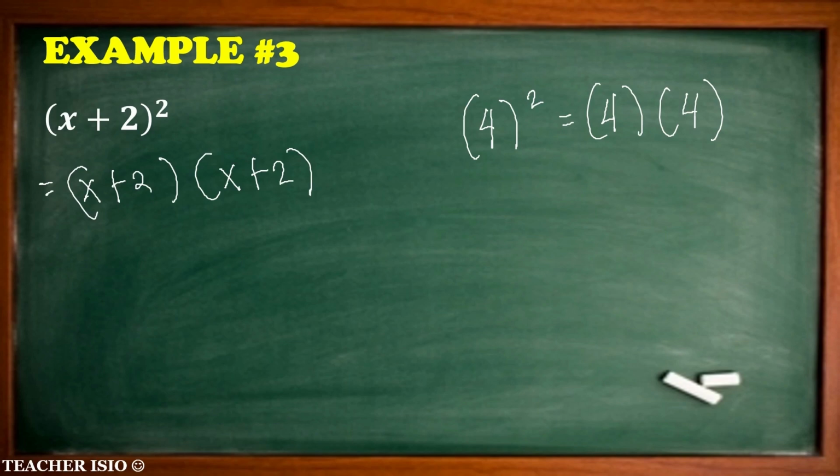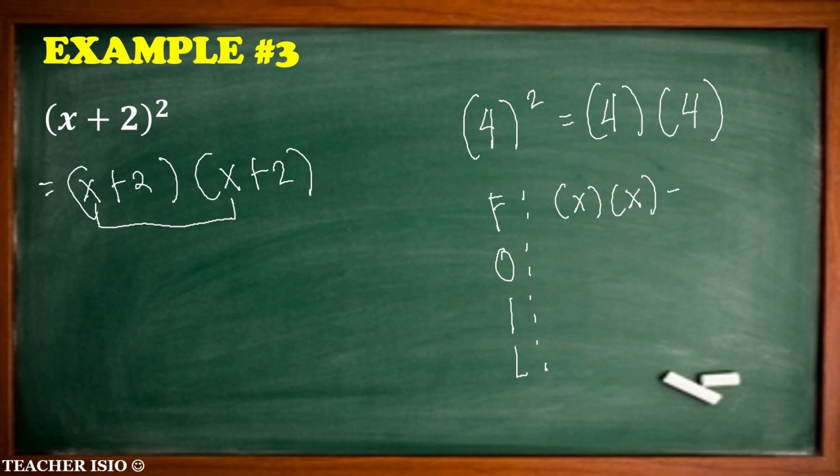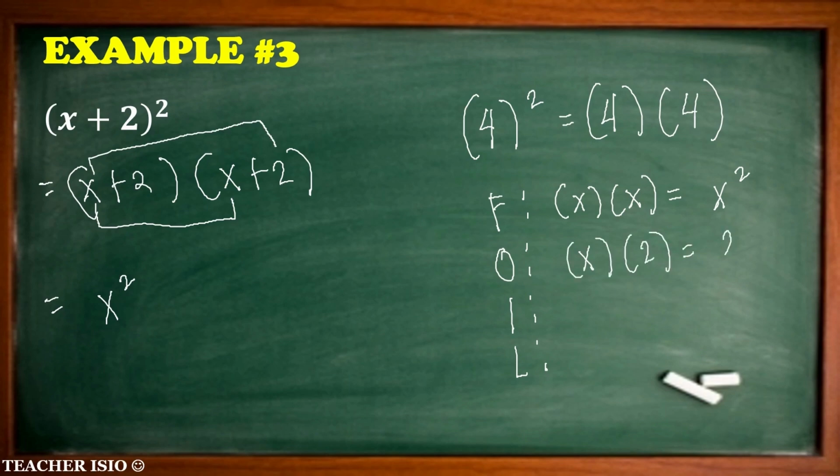So, pwede na natin gamitin ulit yung FOIL method. Okay, so let's have the first term. We have x and x. So, we have x times x. We have x squared. So, equals x squared. Next, we have O, outer. So, yung nasa labas, which are x and 2. X times 2, we have 2x. Since positive yan, we have plus 2x.